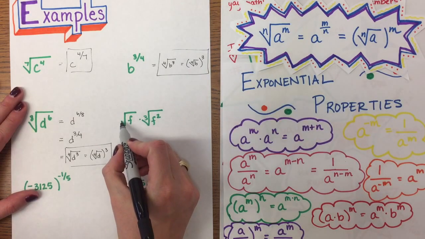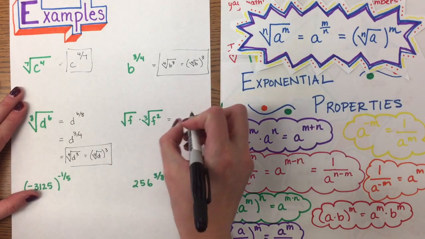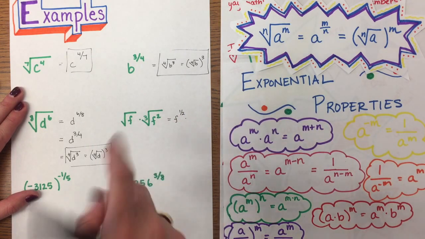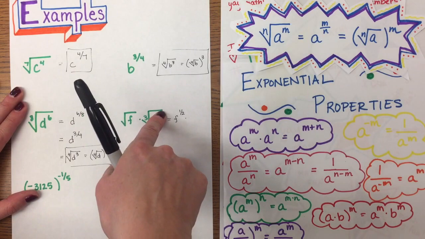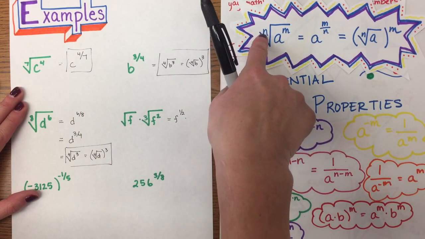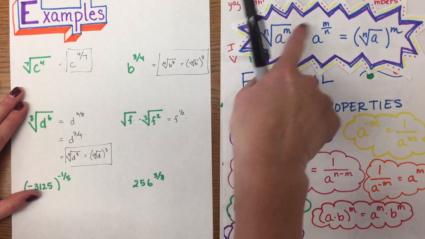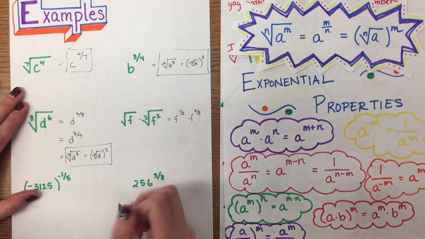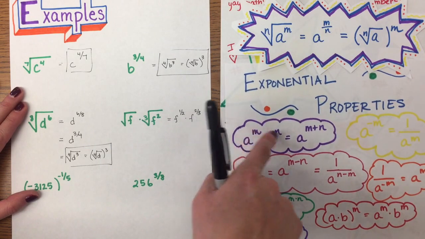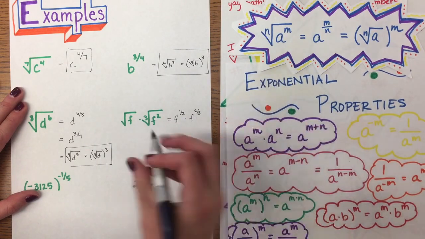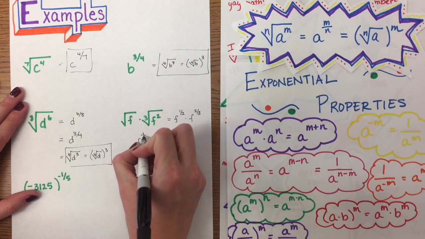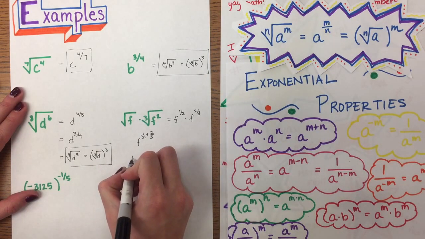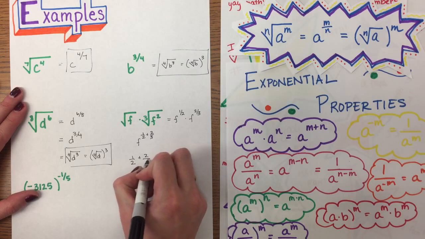So the square root of f in a rational exponent is f to the 1/2, times the cube root of f squared, which is going to become, the cube goes in the denominator, the squared goes in the numerator, f to the 2/3. Now I have the same base raised to different exponents, so I can add those, giving me f to the 1/2 plus 2/3. Now I have to go back and remember how to add fractions.